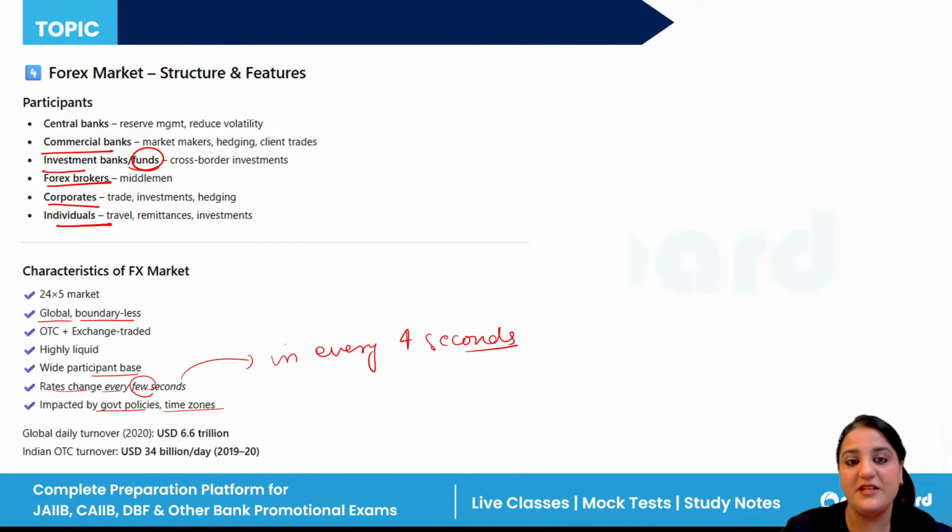Indian OTC turnover is now US dollar 34 billion per day. You can imagine, compared with previous years, it is increasing, right? That's why the forex market is gaining demand in the international market as well as in the Indian markets.